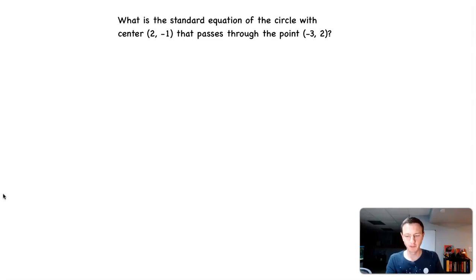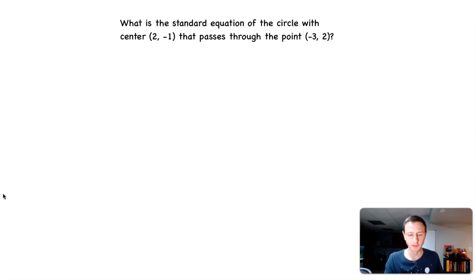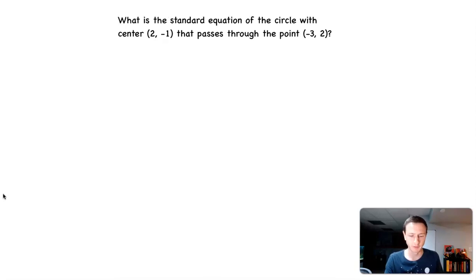In this problem, we're looking at what is the standard equation of the circle with the center 2, -1 that passes through the point -3, 2. So we have some geometry here, or just knowledge of circles, not necessarily geometry, because you could see this in a calculus class or a college algebra level class, or even trig, or really any class that this could come up in. But you're most likely introduced to it in a geometry level class.